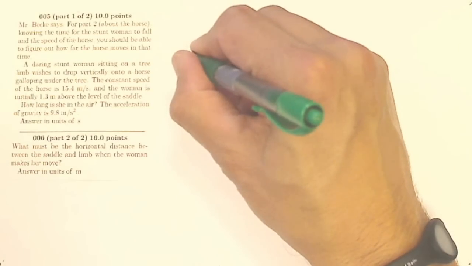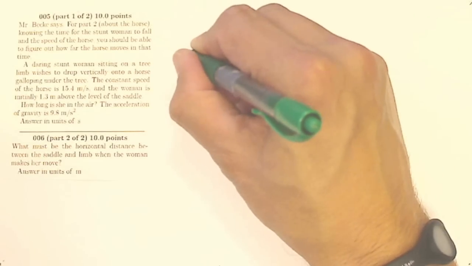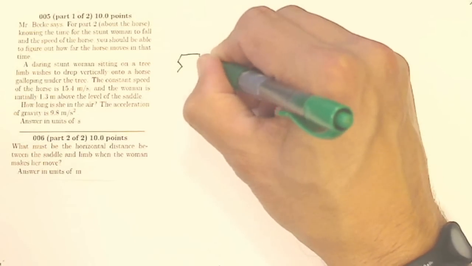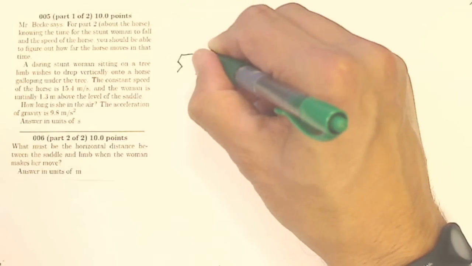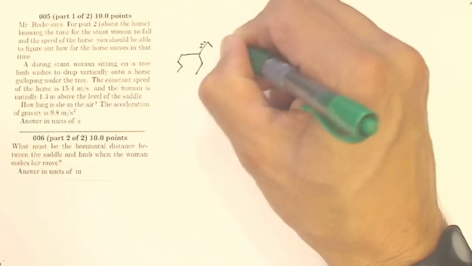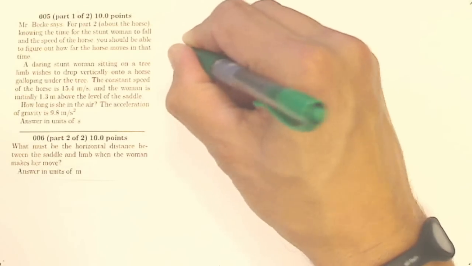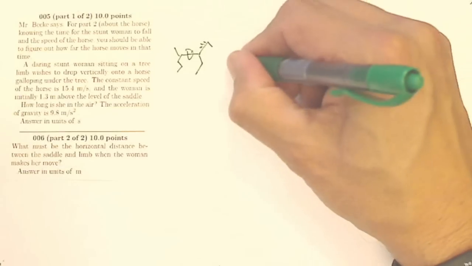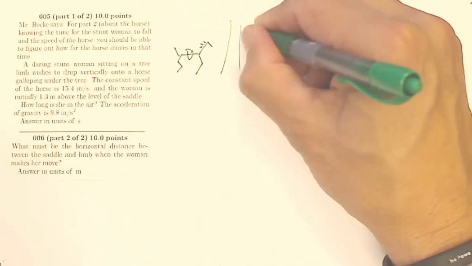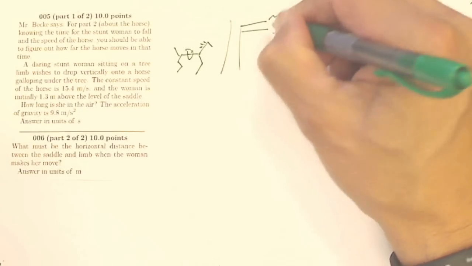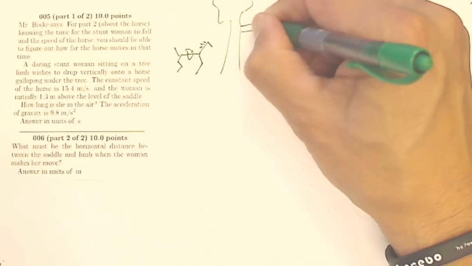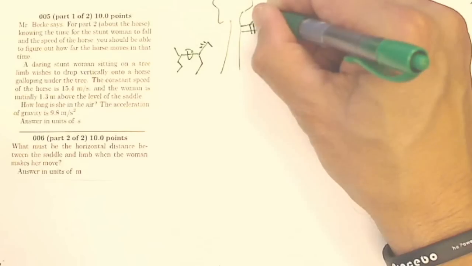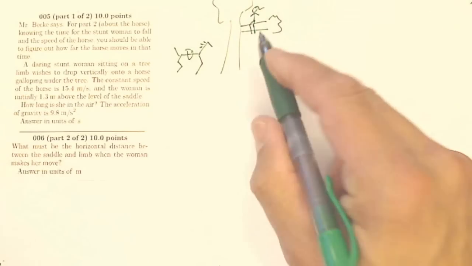I'm going to have a nice stick figure horse here running along with, I never know how to draw these things. There's my horse with a little mane, and he's got a saddle, and he's got a tail. So there's my horse. Now I've got a tree. Here's my tree, and I've got a tree limb sticking out. And here is my daring stunt woman who is sitting on the tree, and she wants to jump down and land on the horse.